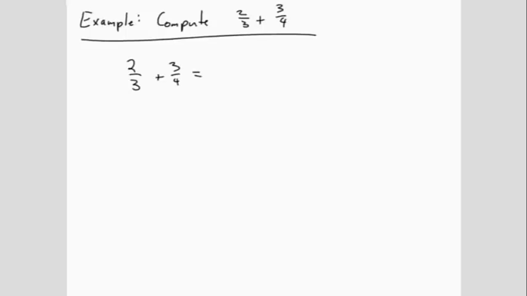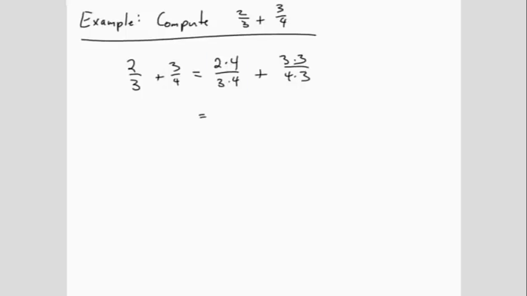Example, compute 2/3 plus 3/4. These two fractions have different denominators, so we need to write them with a common denominator. The least common denominator is 12, so we will rewrite each fraction by multiplying the top and bottom by the correct value. We have to multiply the top and bottom of the fraction 2/3 by 4 to get a denominator of 12. So 2 times 4 over 3 times 4. And for the fraction 3/4, we need to multiply top and bottom by 3. 3 times 3 over 4 times 3.